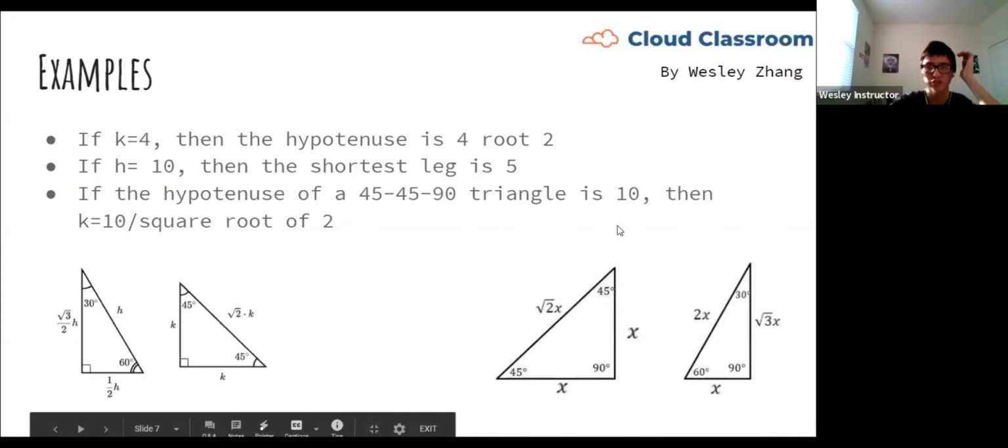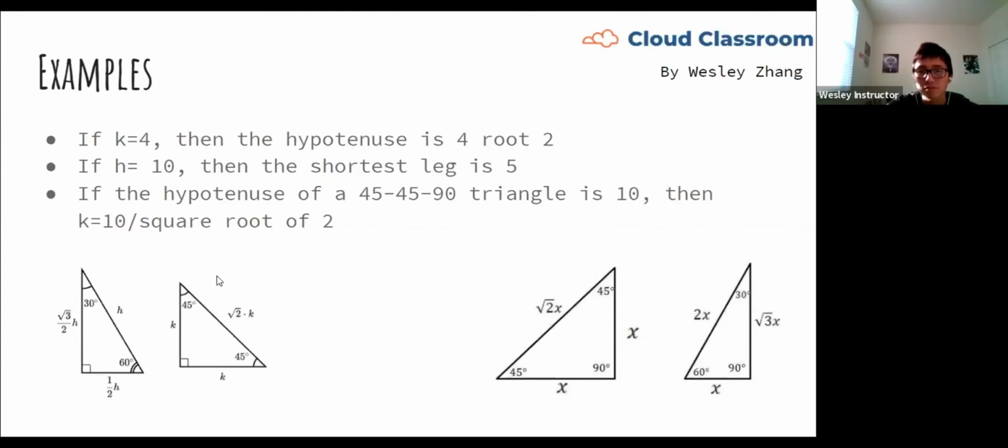So I set up the equation 10 equals root 2 times k. And just divide each side by root 2. So k equals 10 divided by the square root of 2.